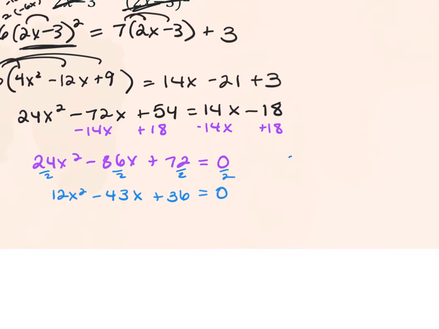All right, so 12 times 36 is 432. Factors of 432 that sum to 43, I'm going to cheat and get my calculator because of time. 12 and 36. Uh, 672. 9 and 48. There it is. No?